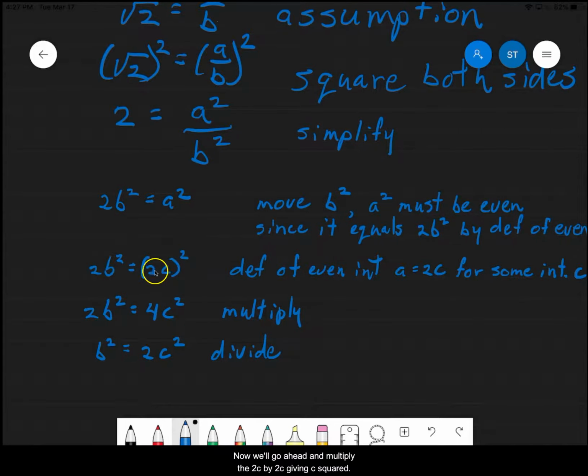Now we'll go ahead and multiply the 2c by 2c, giving us 4c squared. And then we'll divide both sides by 2, leaving us with b squared is equal to 2c squared. And we'll move this up a little.